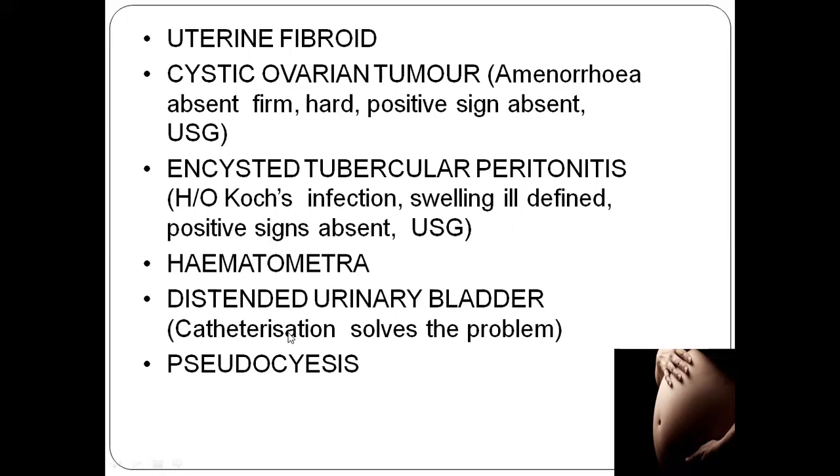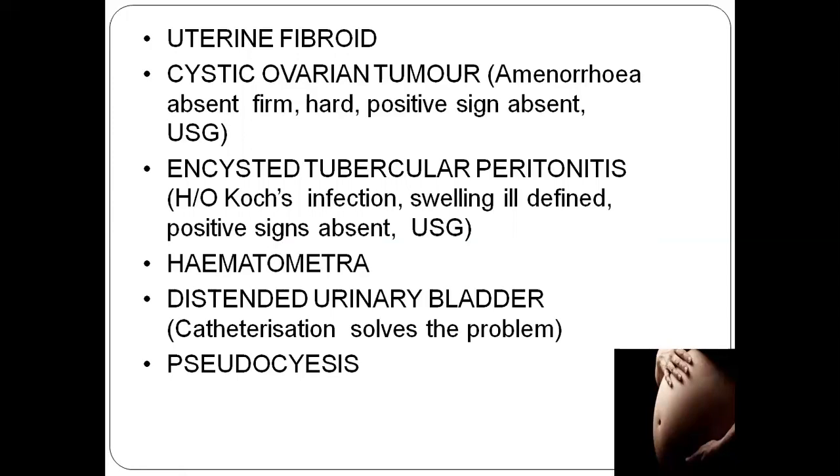This can be managed by catheterization. Then tubercular peritonitis, that is, if it is an infection with TB. In that case also we have to differentiate. It is also a differential diagnosis for pregnancy. Then hematometra, and then the distended urinary bladder. In this case, by catheterization this can be solved.